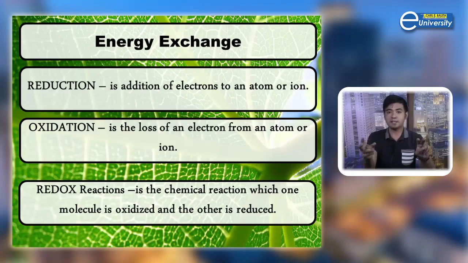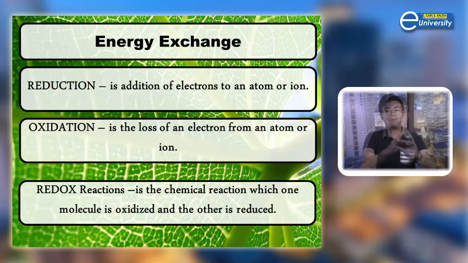It is called reduction because when you add an electron to a certain atom, you reduce the charge of the atom. So the name reduction was derived due to the effect of adding electrons. While oxidation is the losing of electrons. So reduction is the adding, while oxidation is the losing of an electron from an ion or an atom. But when you combine reduction and oxidation, we have what we call the redox reaction, or the reduction-oxidation reaction. This is a chemical reaction in which one molecule is oxidized and the other molecule is reduced.